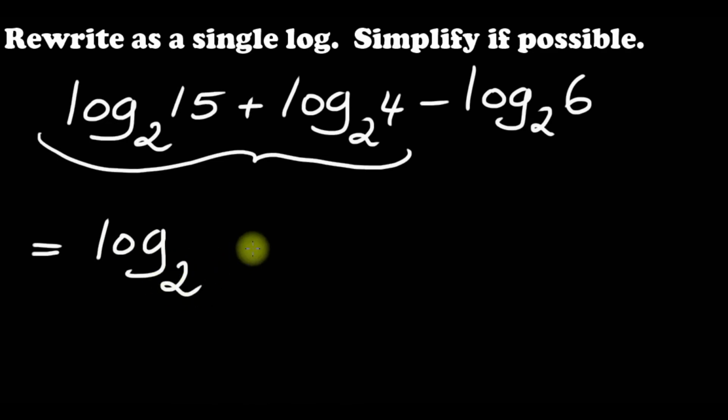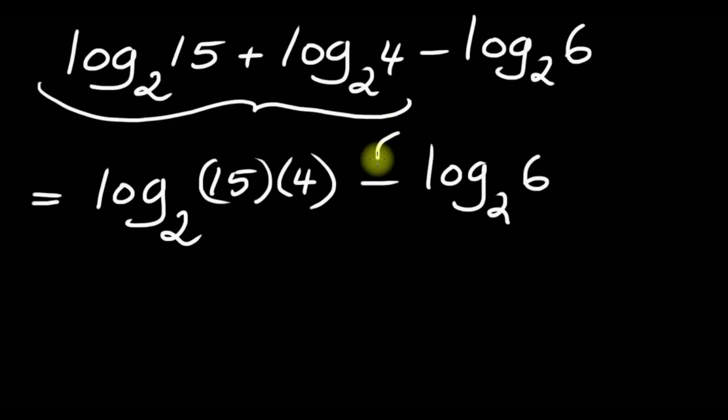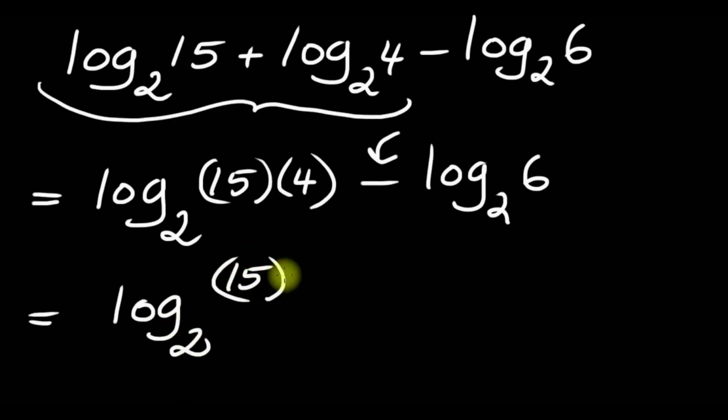So it'll be log base 2 of 15 times 4, right? You've got 15 times 4. And then minus log base 2 of 6. So now you have a takeaway, so it's the difference of logs. The difference of logs is the same as the log of a quotient. So this would be log base 2, with 15 times 4 up top, and then all over 6.